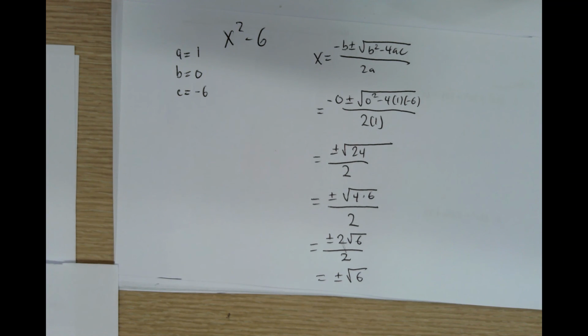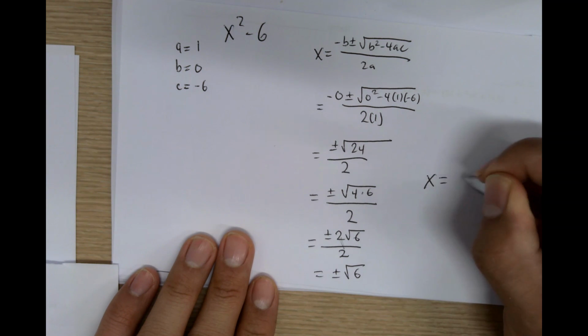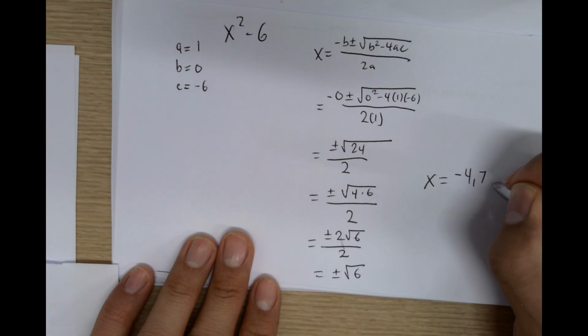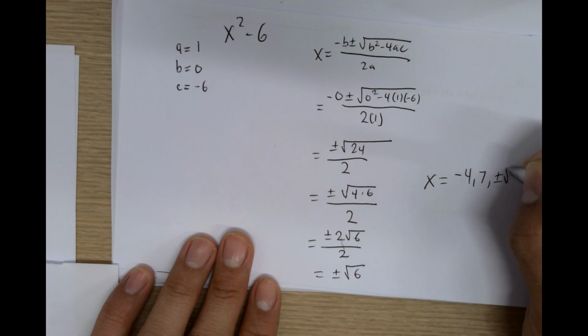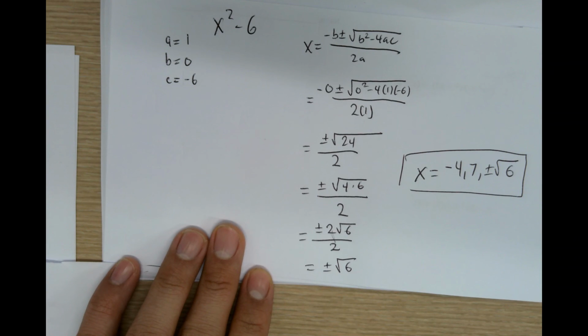All I need to do is write all of my factors. So if I look at part B, I can see that my previous factors were negative 4 and 7, and then my last factors here are plus or minus the square root of 6. Okay, and that's my answer. I'm done.